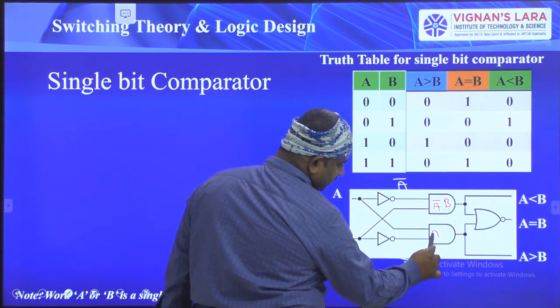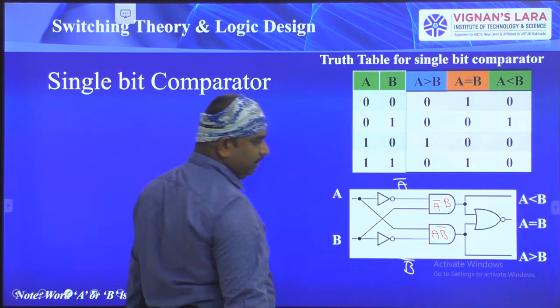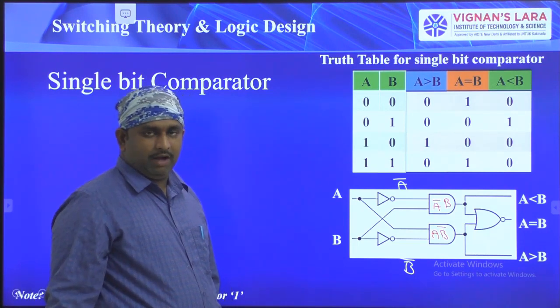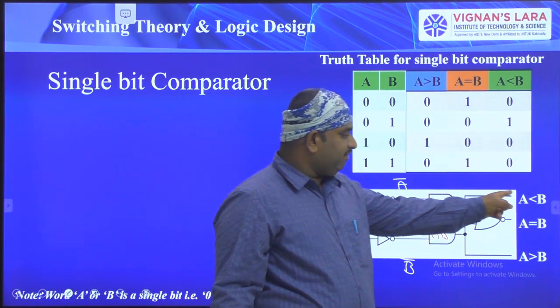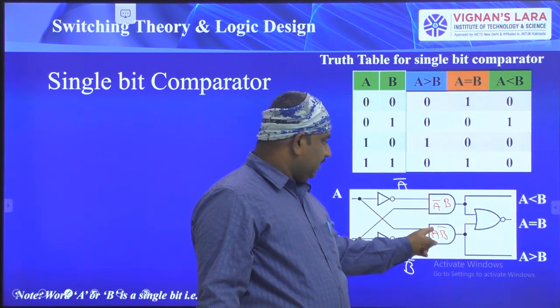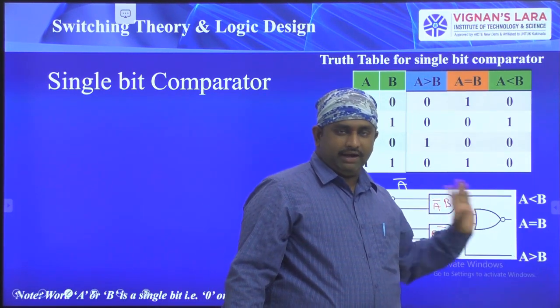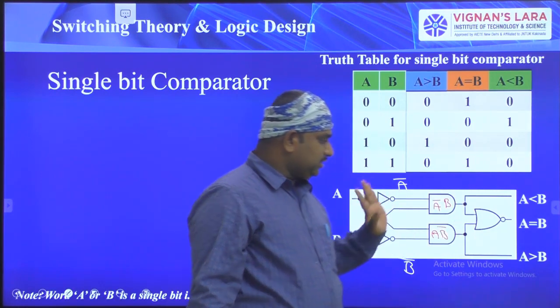And this is A B bar. Okay. So see here, A bar B, A B bar. A bar B I am giving to here, A less than B. A B bar I am giving here, A greater than B. Okay. So this is very simple operation.